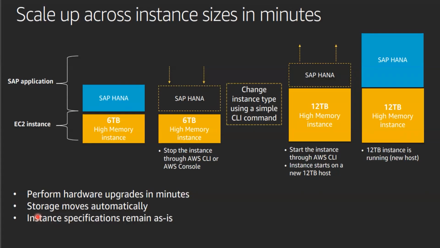And if there was any hardware upgrade, or any patch that was pending, that can also be installed at the same time. And the instance specification remains as it is. So we're not changing the instance family. It's just that we're adding more memory. The processors, everything remains as it is. It's just that we are moving to a higher memory instance. So it's really simple. Scaling up is not a challenge at all in AWS.